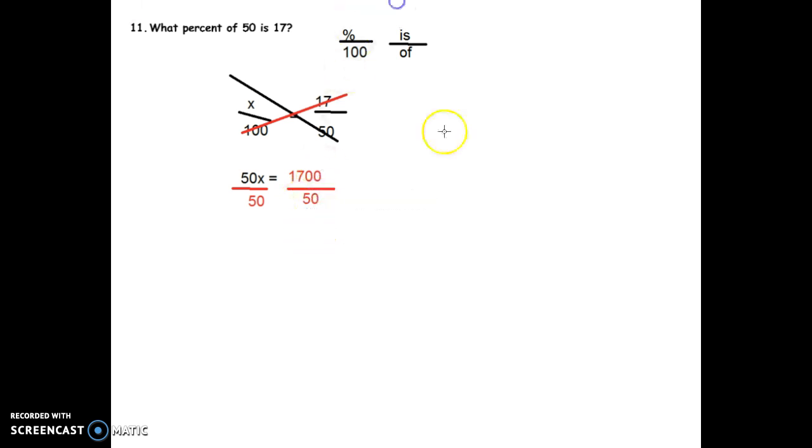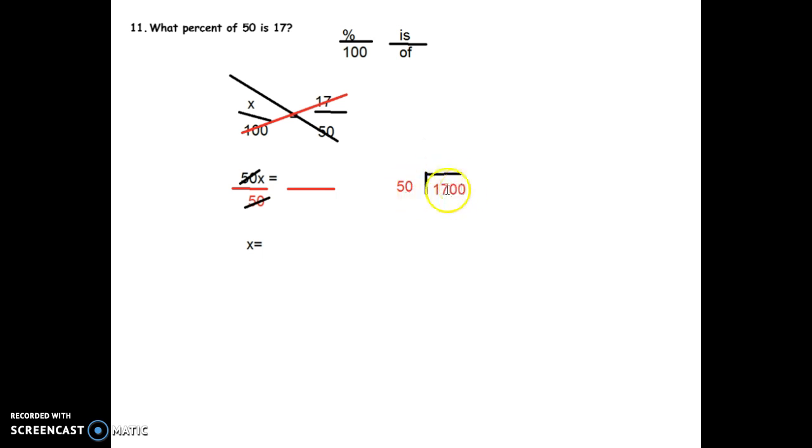When I divide by 50, these cancel out, and all I'm left with is x equals whatever 1700 divided by 50 is. So let's go in and out. That's what a fraction is all about, right? This goes in. This goes out. How many times can 50 go into 17? It can't, right? It can't.